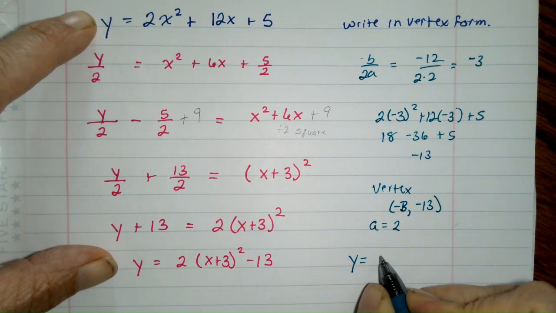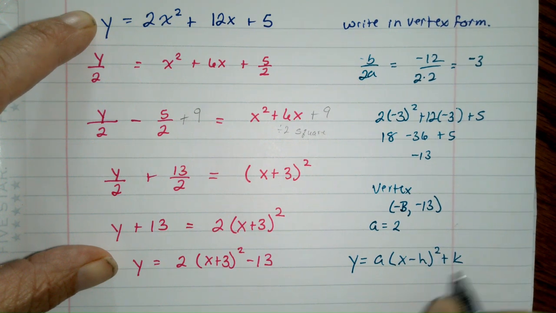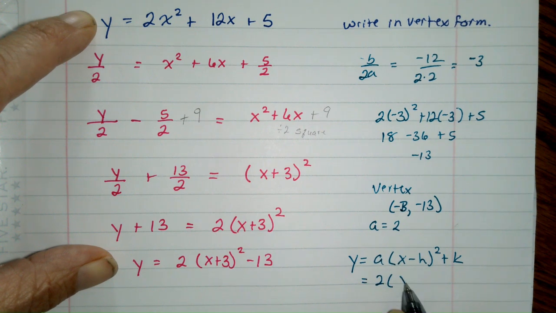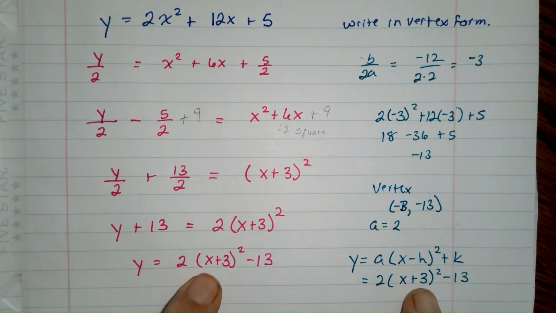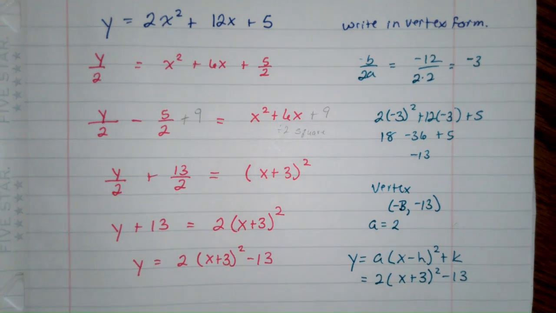So if you recall in my previous videos, I had a times x minus h squared plus k. So in our case, that would be 2 times x minus negative 3, so plus 3, plus negative 13. Look at that. This is just the vertex form.